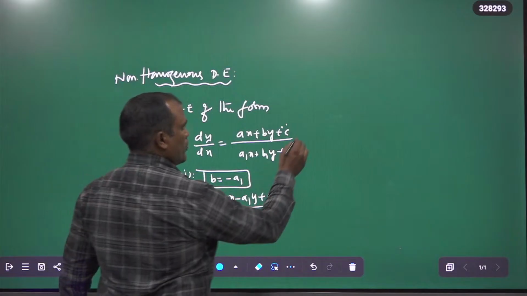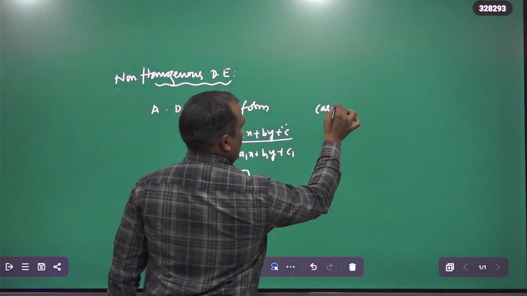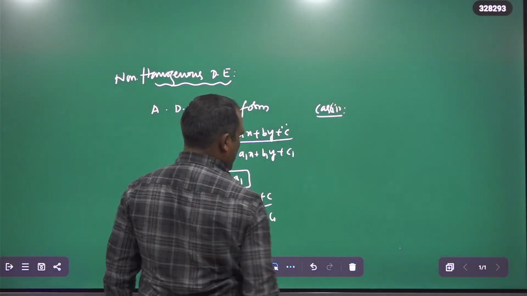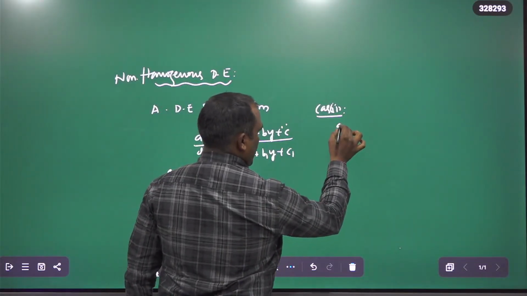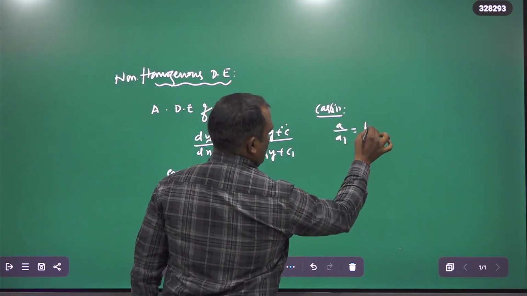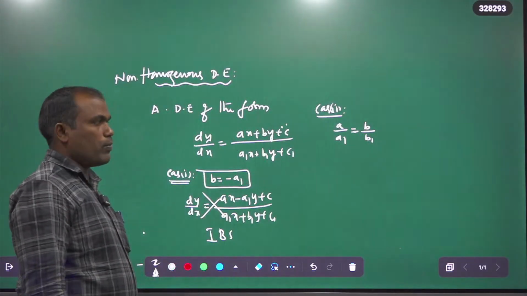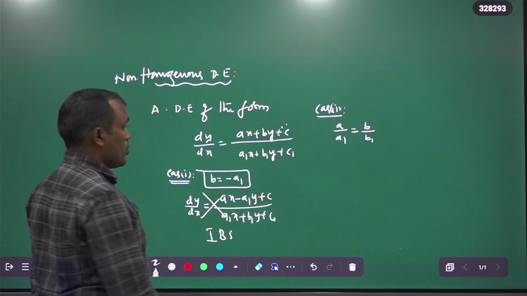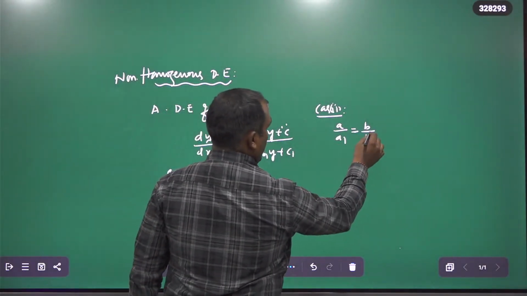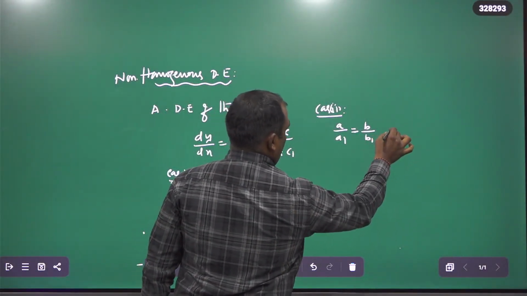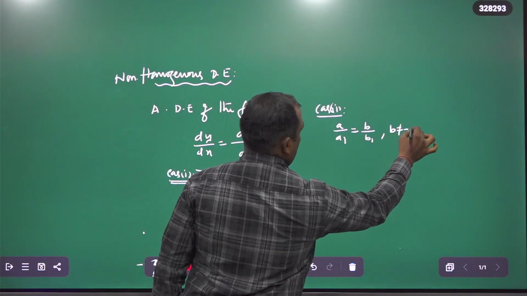And case 2. Now case 2 of a non-homogeneous differential equation: whenever a by a1 equals b by b1, comma, b is not equal to minus a1.